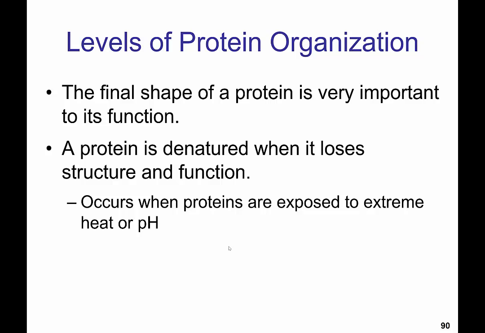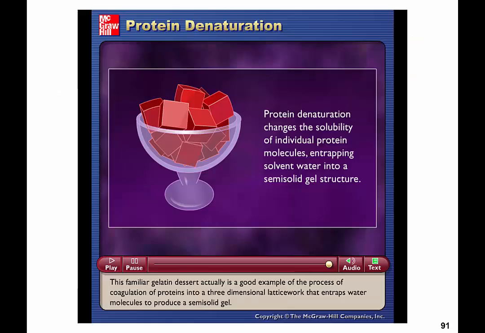The final shape of a protein is very important to its function. Form and function go hand in hand in biology, and we'll see that on several levels. If a protein is denatured, it loses structure and function. This happens when proteins are exposed to extreme heat or pH. So an extreme pH would be something that's really acidic or really basic, or alkaline. An example of this is when we make Jell-O.